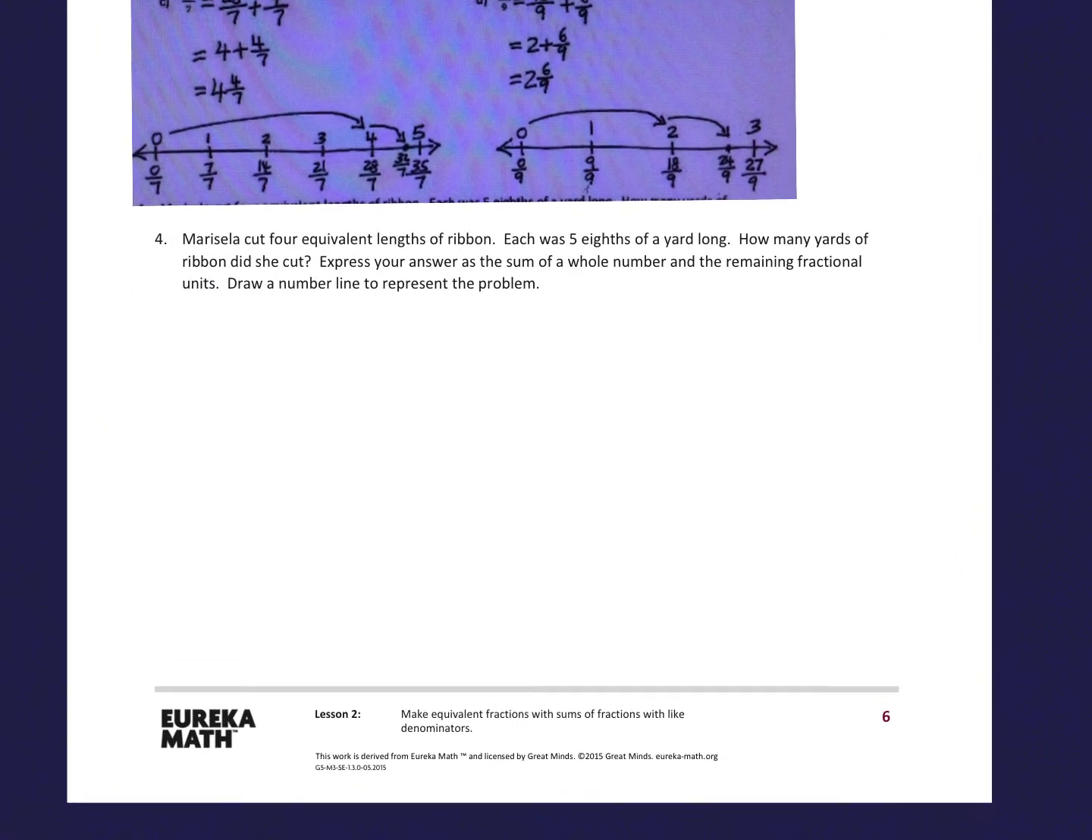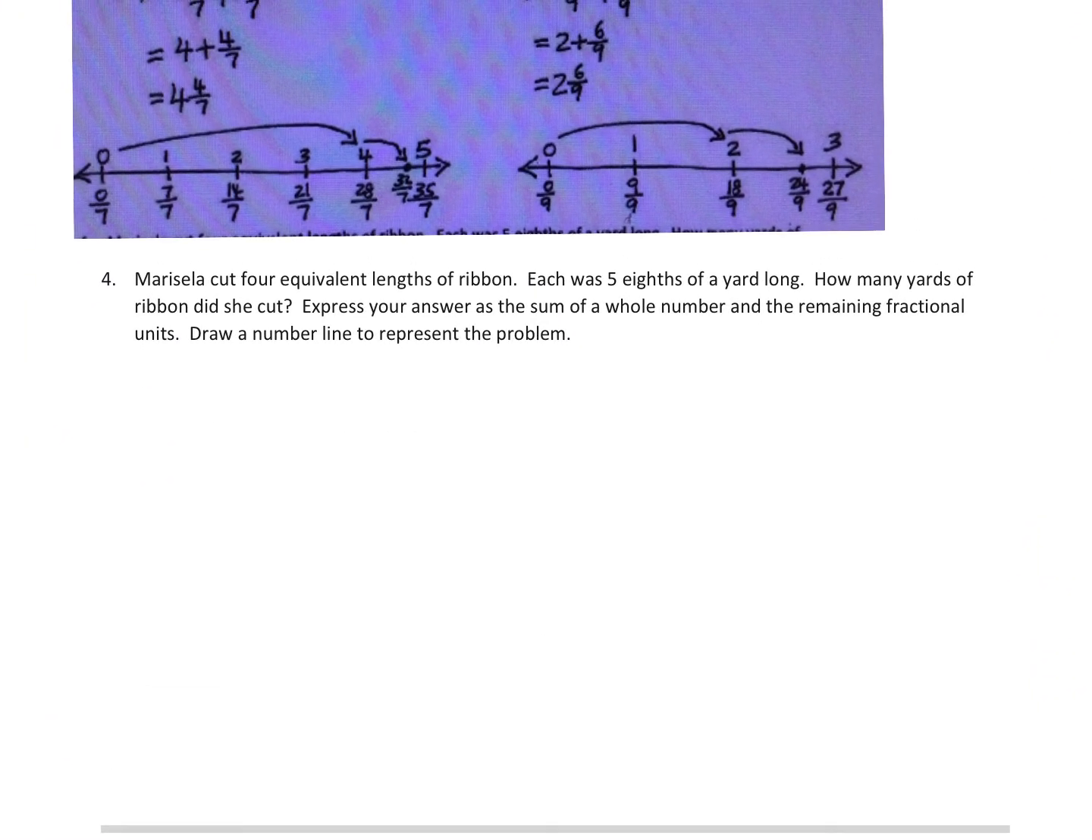Number 4 says, Maricela cut 4 equivalent lengths of ribbon. Each was 5/8 of a yard long. How many yards of ribbon did she cut? Express your answer as the sum of a whole number and the remaining fractional units. Draw a number line to represent the problem. Okay, so let's think about this. I'm going to get you started, and then you're going to do the rest by yourself.